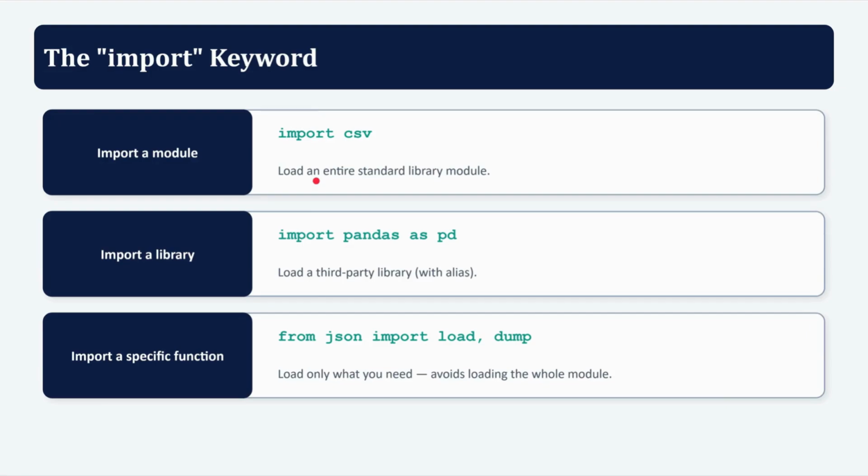The import keyword. To import a module, you can import like the CSV module, or you can import a library like pandas. And here we use as PD to simplify it. Or we can import a specific function. So from JSON, we import load and dump. So it only imports what we need, which saves some memory.